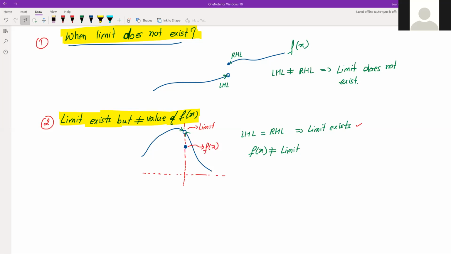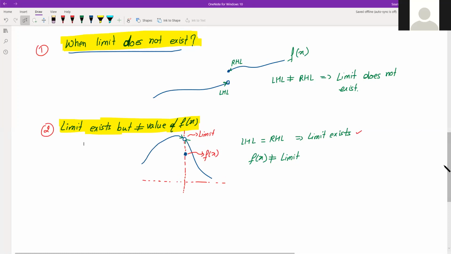That is, when is a function discontinuous? These two situations are there. If the limit does not exist, there is no question of continuity. And sometimes the limit may exist, but it won't be equal to the value of the function at that particular point. Even in that case, we say that the function is discontinuous, and the point where the limit does not exist, or where the limit is not equal to the value of the function, such points are called points of discontinuity.